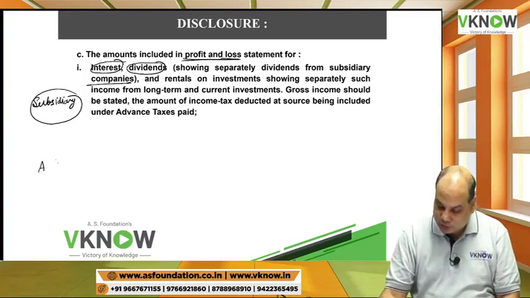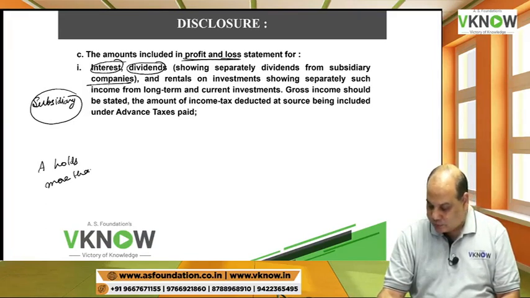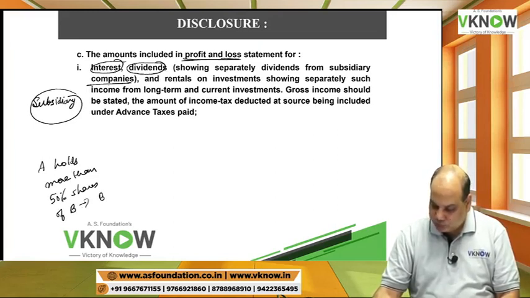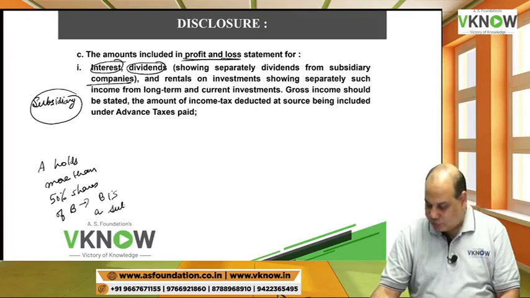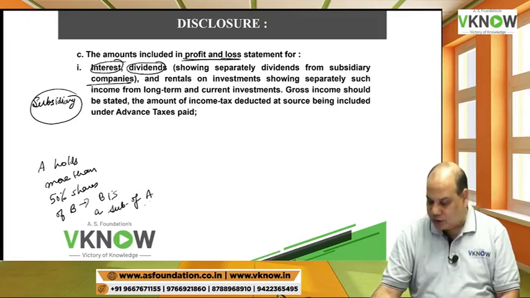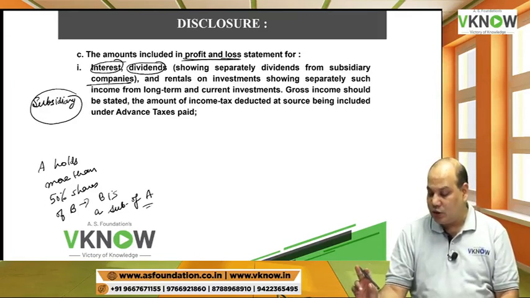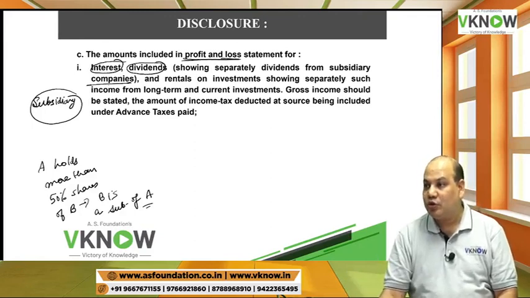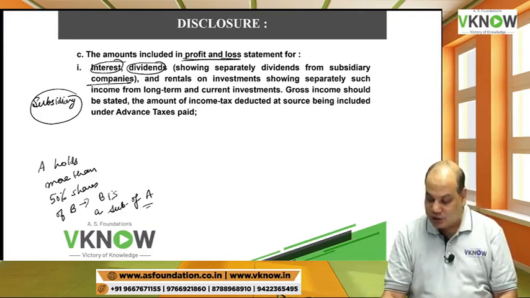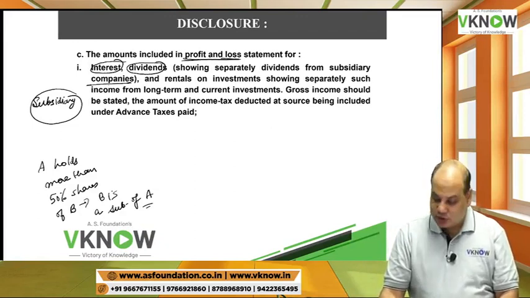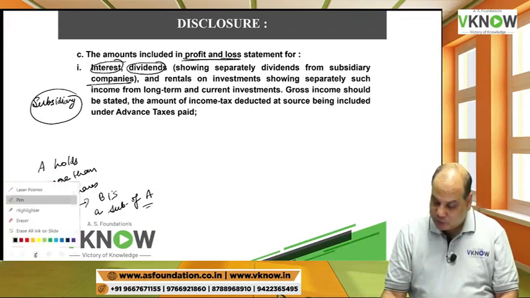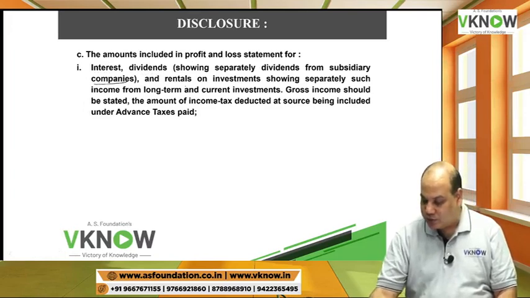Suppose A Limited holds more than 50% shares of B. B is a subsidiary of A. That means you are basically controlling that company. You are holding more than 50% share in that company. That company is called subsidiary company. Dividend from subsidiary company will be shown separately.